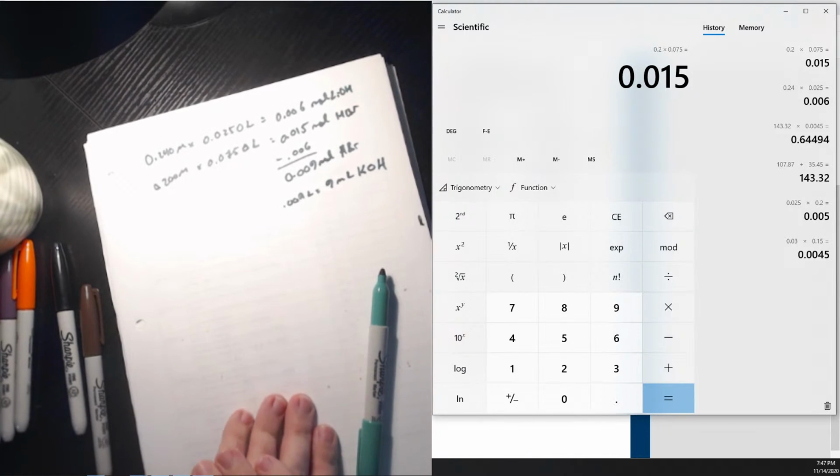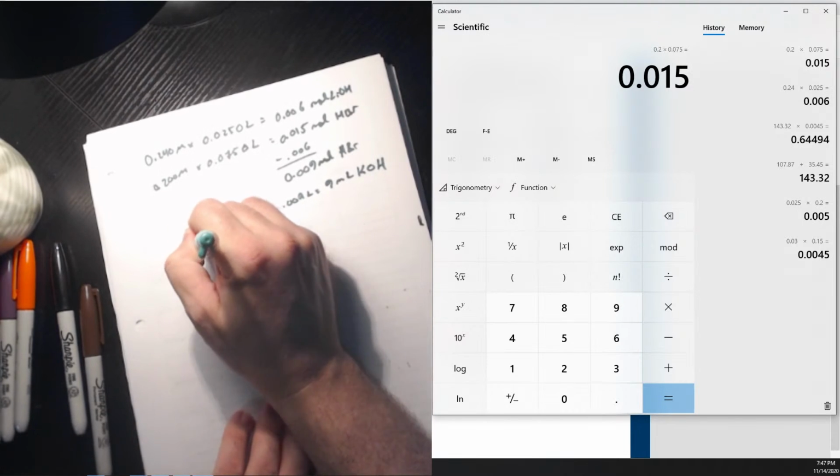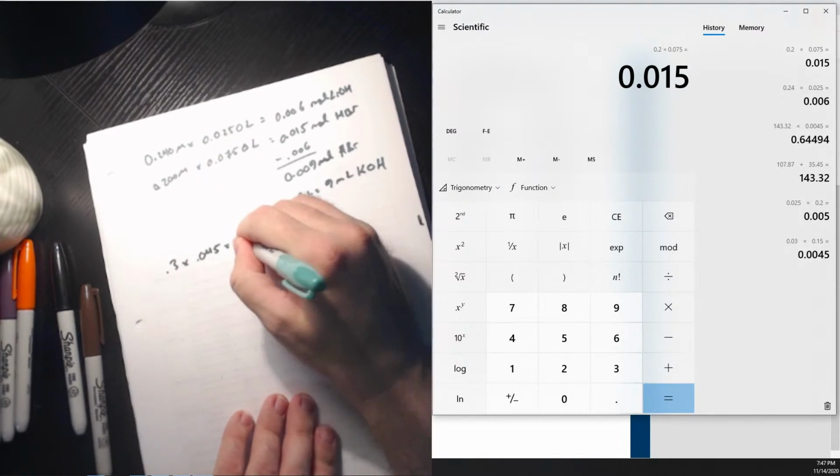All right, a mixture of 0.3 molar HCl and 0.25 molar sodium hydroxide. Okay, it's still going to be acidic, but 0.3 times 0.045 is equal to 0.0.